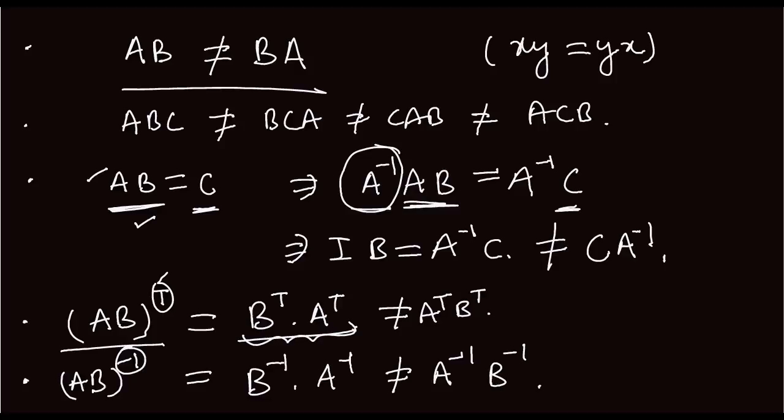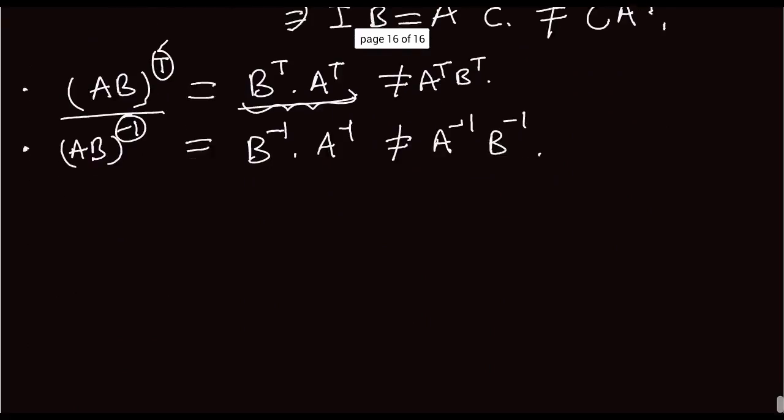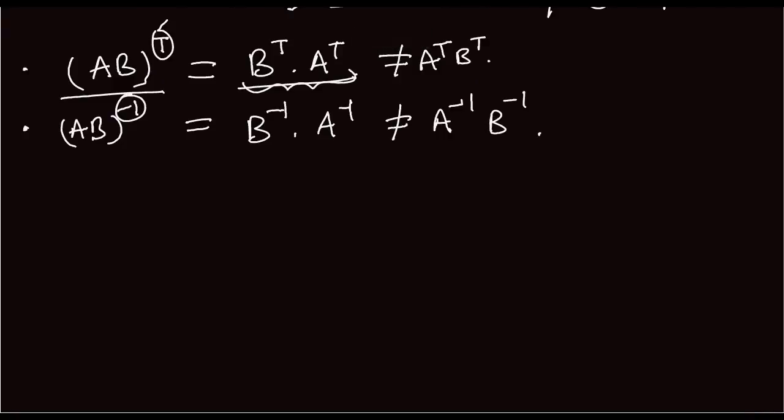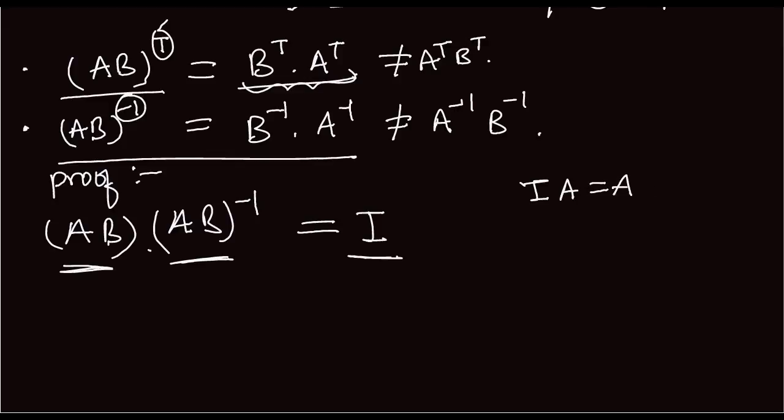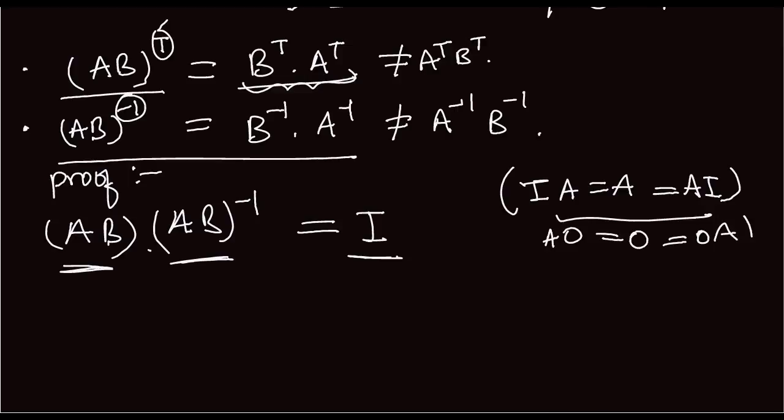Fine. So we can have a proof for this equality, because it is important. We know that multiplying any matrix with its inverse gives you the identity matrix. And multiplying the identity matrix with any matrix will give you the same matrix. This is also an important property. And multiplying with the null matrix will give you the null matrix.